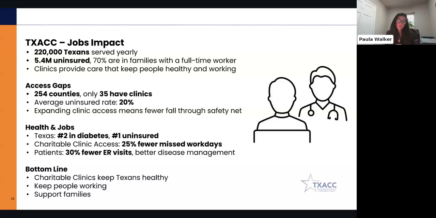So bottom line, really to sum up what I have to say about what we do, is that charitable clinics do our best to keep Texans healthy. We want to keep people working so that they can support their families. And I'd just like to close in saying, as someone that's been in healthcare 35 years, I've worked in charitable medicine for 20 of those years. I didn't even really understand the difference between a federally qualified clinic and a charitable clinic. And our differences are few, but our commonalities are many, I think.